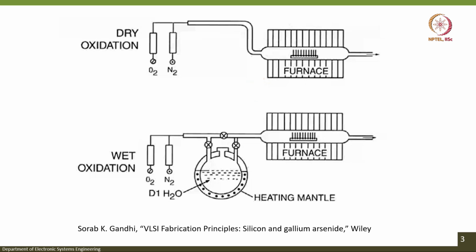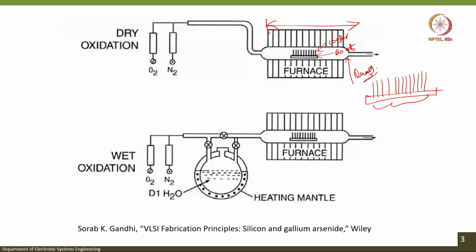Now, how does the oxidation happen? You have a furnace. This furnace is made of quartz, so as to withstand very, very high temperatures. If you look at this, there is a boat here upon which the wafers are stacked like this. So, you can do the oxidation with many wafers at a time, depending on the length of this furnace, the chamber. The chamber is made of this quartz.